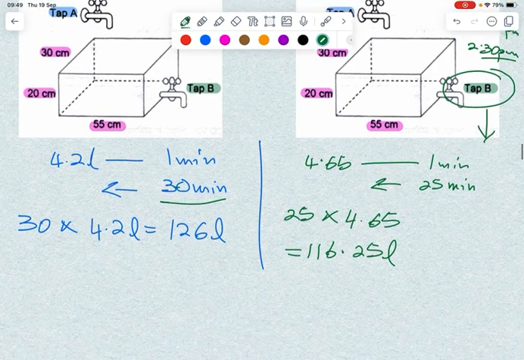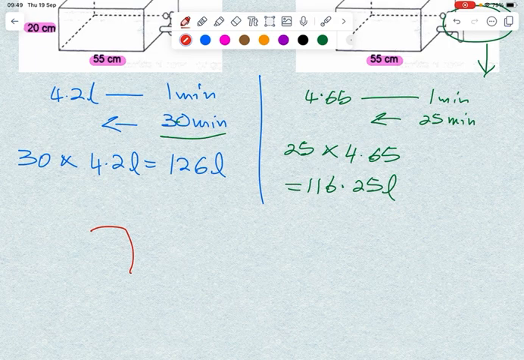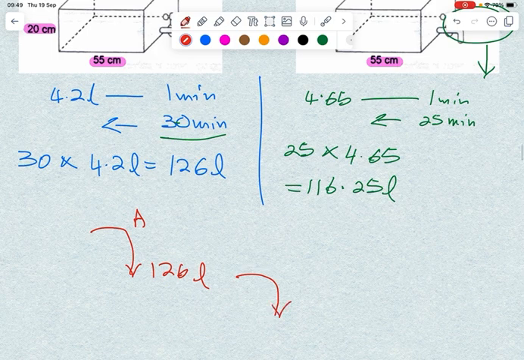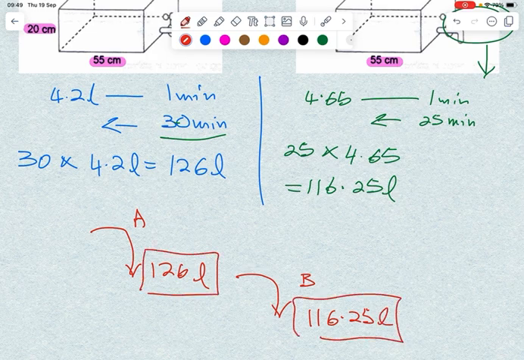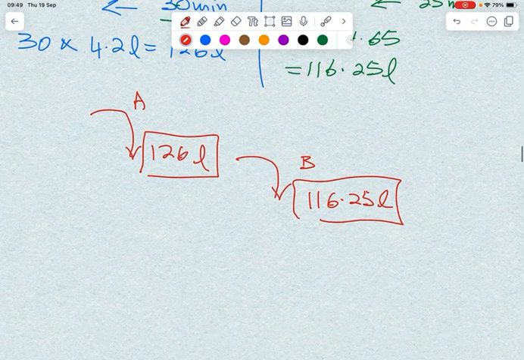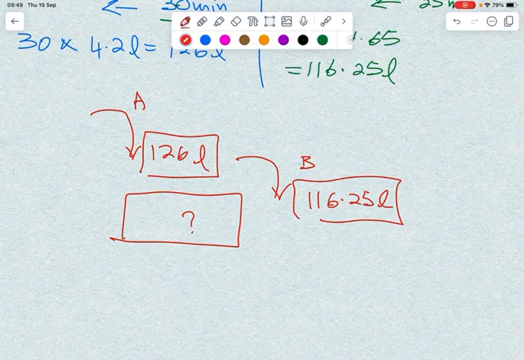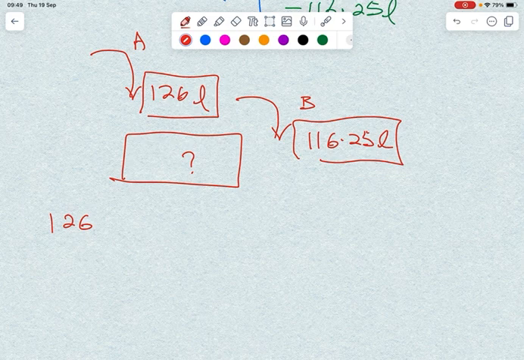That means flow in from tap A is 126 liters. Flow out from tap B is 116.25. The difference between these two will give us the amount of water inside the tank after 30 minutes. So what we need to do is just 126 liters minus 116.25 liters. That will give us 9.75 liters of water inside the tank after 30 minutes.